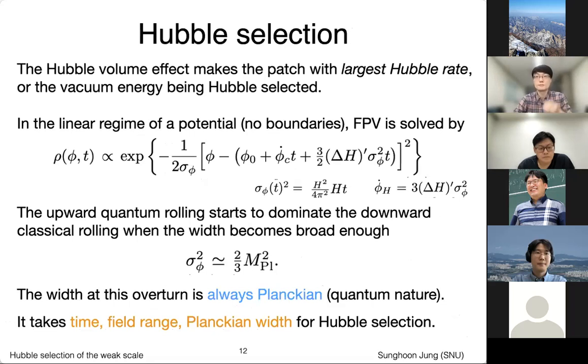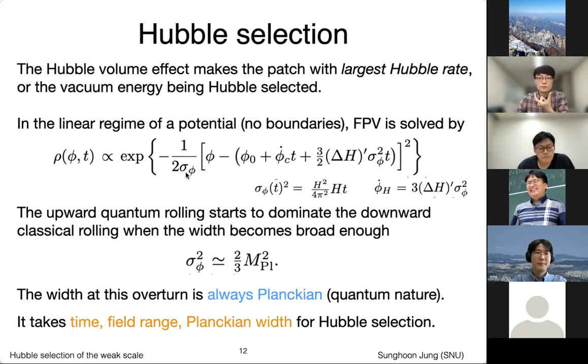Right, so Hubble selection means that the global field distribution may climb up. The Hubble volume effect makes the patch with the largest Hubble rate Hubble selected, as I just described. Let me solve the Fokker-Planck FPV equation and see some characteristic features. In the linear regime of a potential, the potential may have a complicated shape and boundary, but if we focus on a small intermediate regime, then we can solve FPV analytically. The solution for the global field value distribution in time is a Gaussian distribution. If we start with a Gaussian distribution, it will remain so for all time.